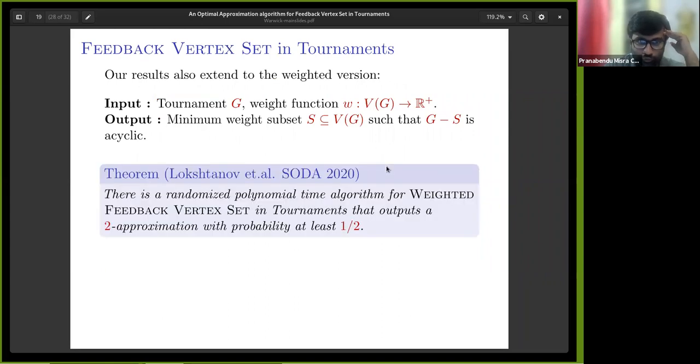Okay, so this is basically the algorithm. This is basically the technical content of the talk. At this point, I'm happy to answer any questions.